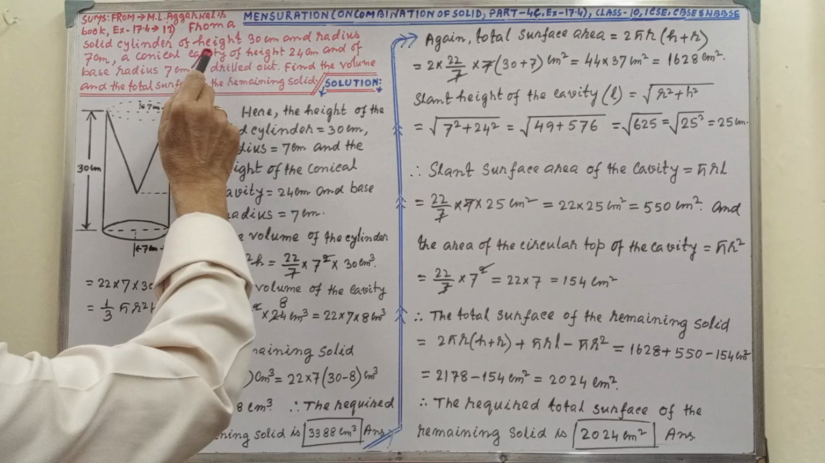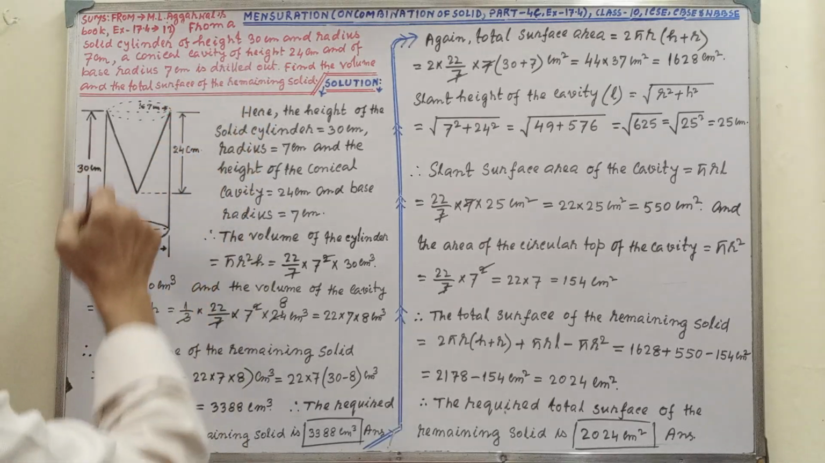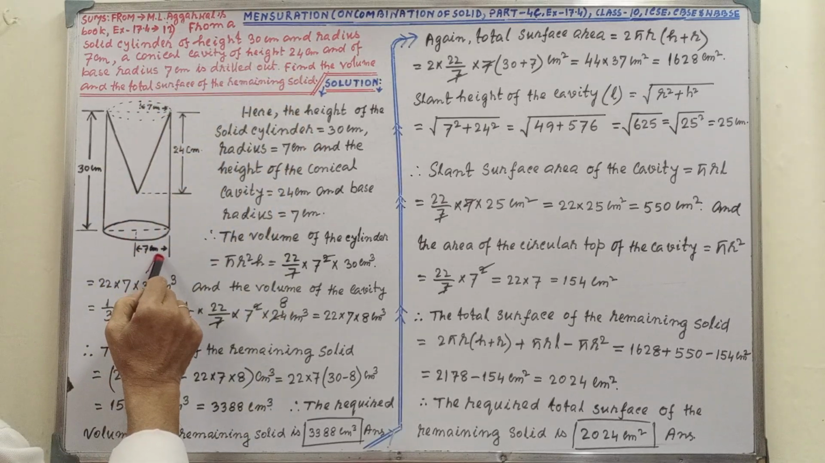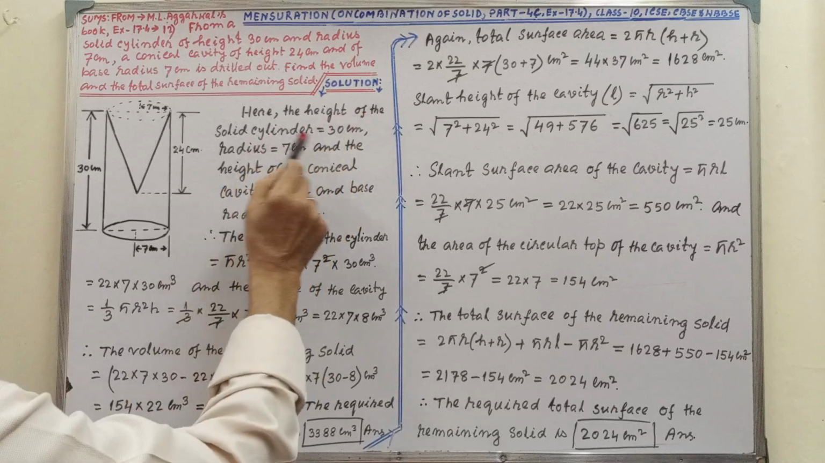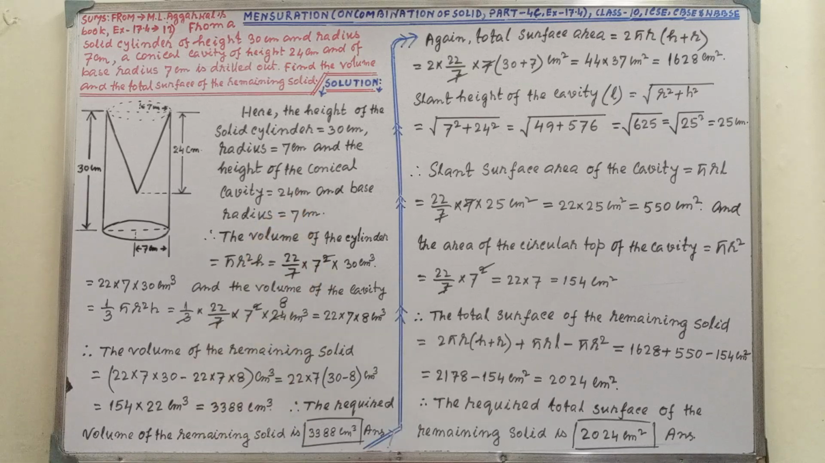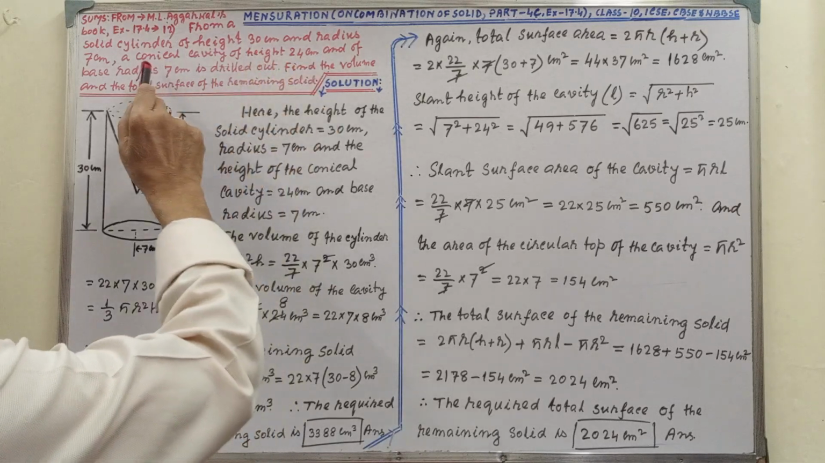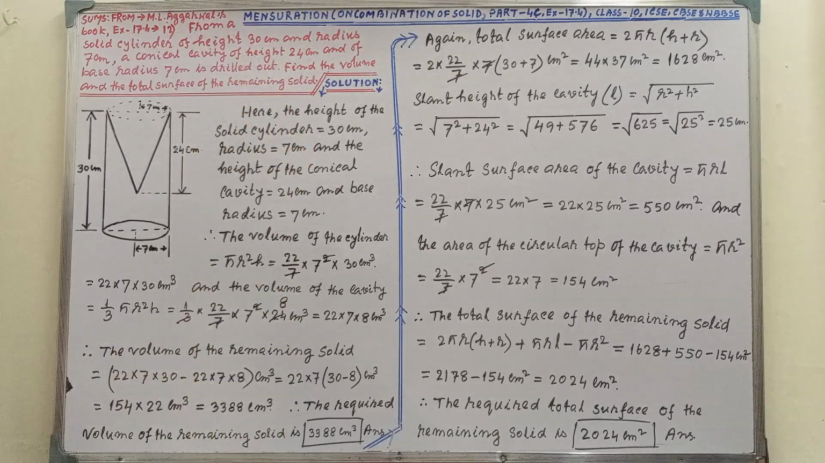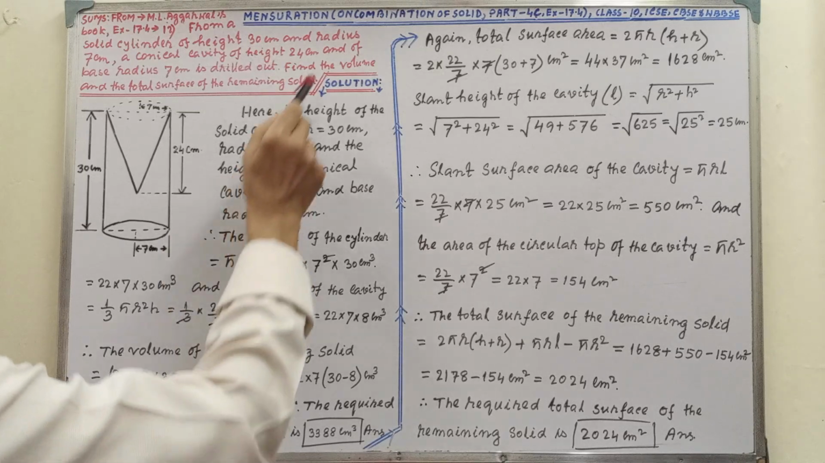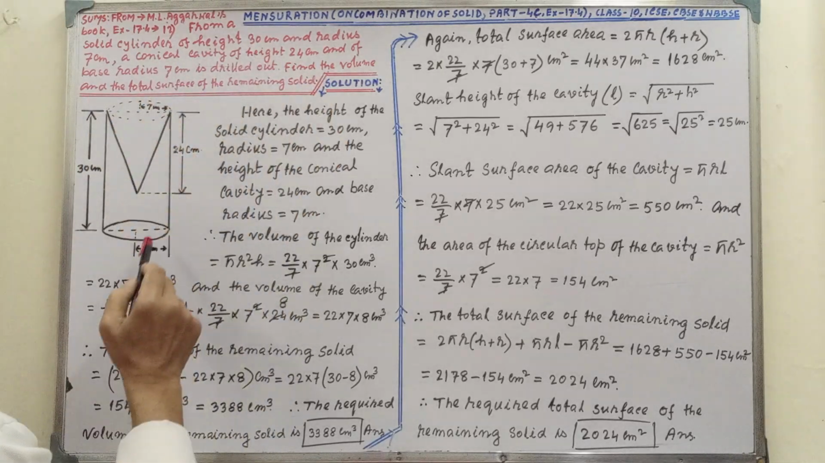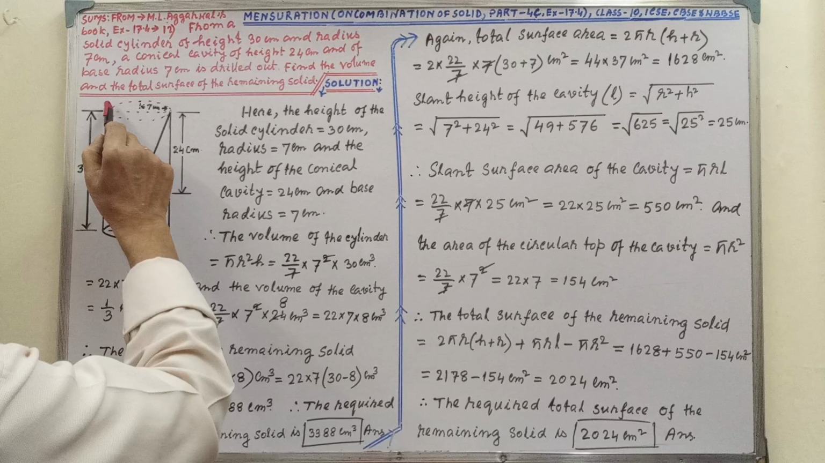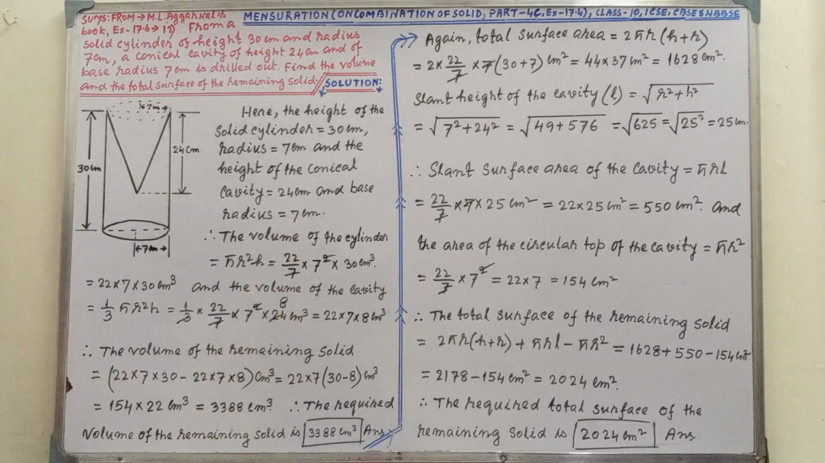From a solid cylinder of height 30 cm. This is the solid cylinder, 30 cm height and radius 7 cm. Here the height of the solid cylinder is 30 cm, radius 7 cm, and a conical cavity of height 24 cm. This is the conical cavity, height 24 cm and base radius 7 cm.